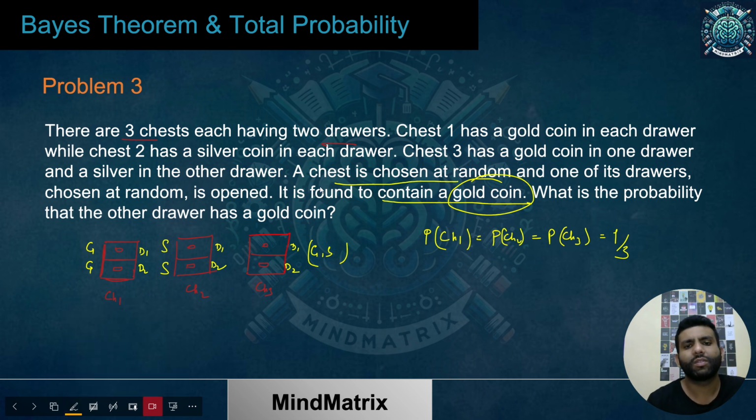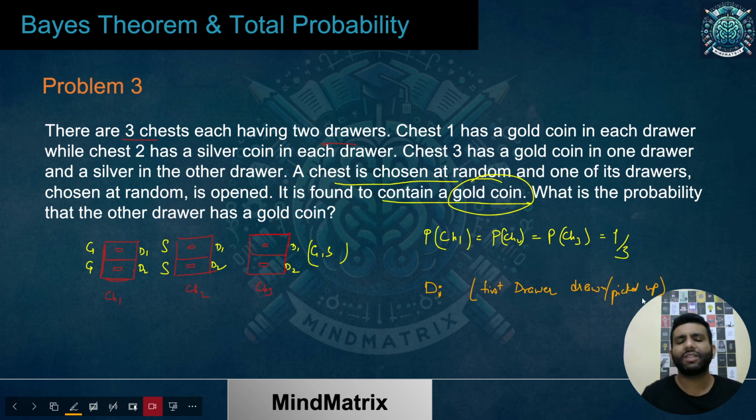So I know that the drawer I opened first may not be D1. D1 means I'm talking about the first drawer of the chest. The drawer I have pulled up, the drawer I have checked, may not be the first drawer or may not be the second drawer. So I don't know, so I'll just write Di, first drawer drawn, or picked up.